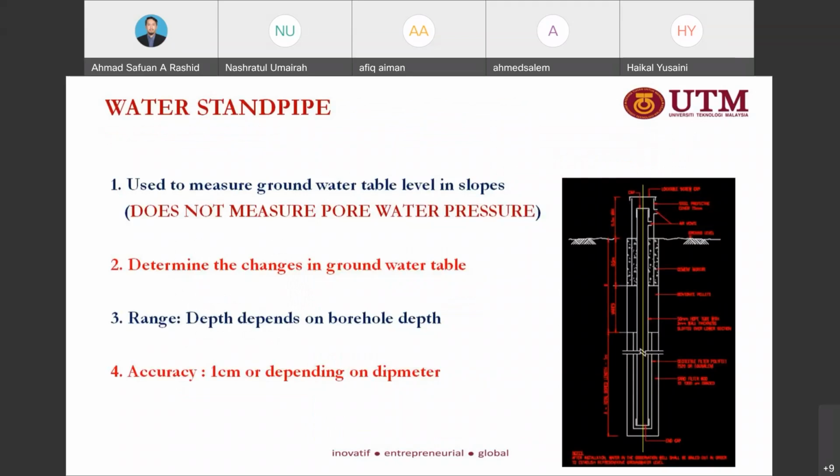Then we have a water standpipe, used to measure the groundwater table in the slope. It does not measure pore water pressure. It determines the change in the groundwater table. Range depth depends on the borehole. Accuracy is 1 centimeter, or depending on the dip meter. So the main difference between the piezometer and the water standpipe is that the water standpipe does not measure the pore water pressure, but the piezometer can measure the water level and also the pore water pressure.